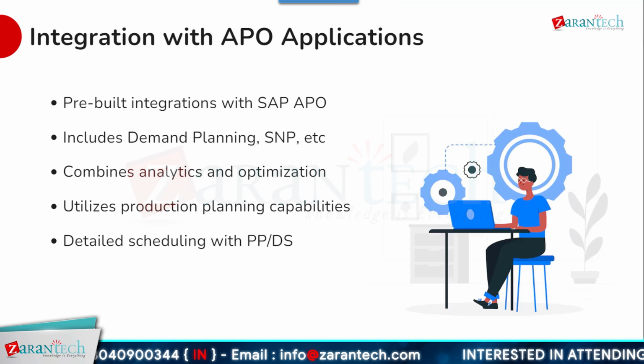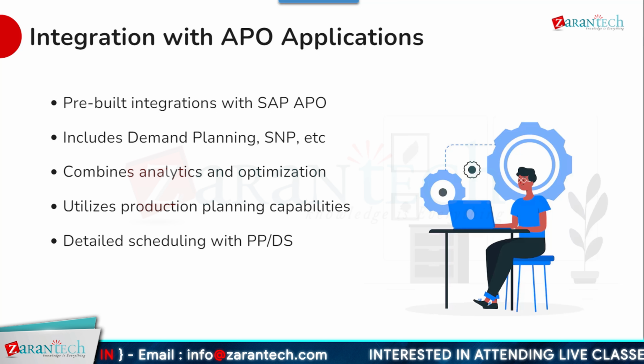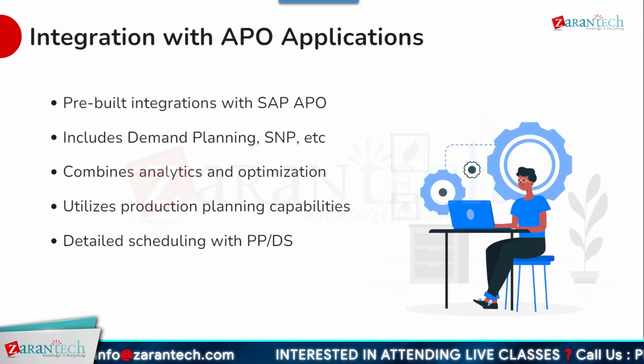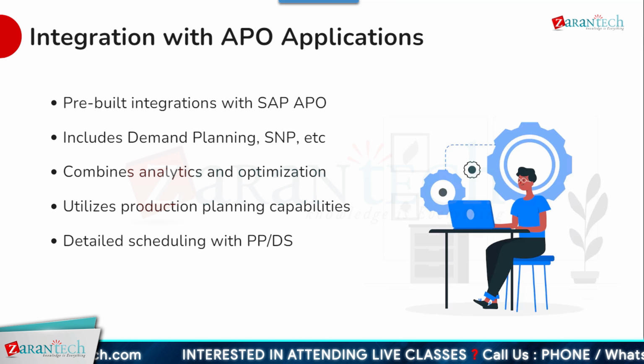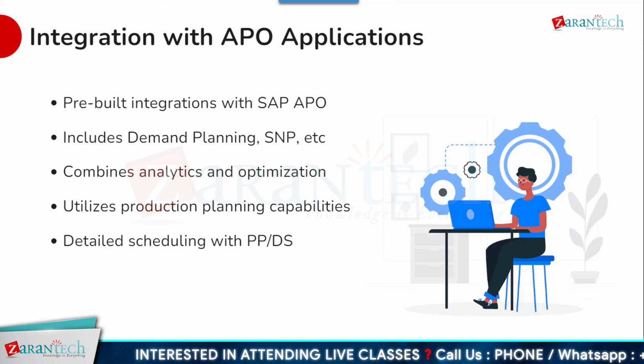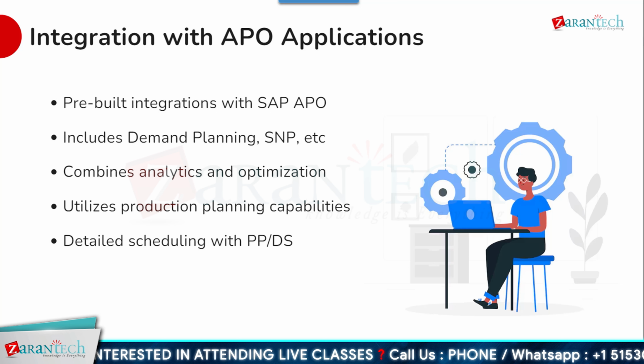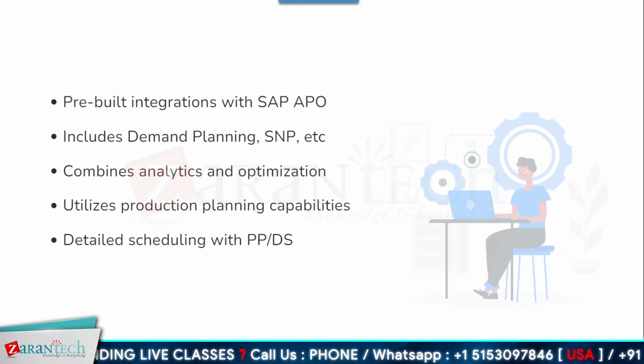APO helps in generating accurate demand forecast and creating optimal supply chain plans. And these plans are then transferred to PPDS for detailed production scheduling and execution. So the integration allows for a holistic approach to planning, considering both long-term strategy objectives and short-term operational requirements.